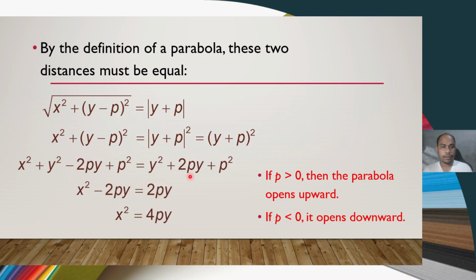Then, si 2py, si p squared, transpose natin sa kabila. So, makakancel din si p squared. So, x squared minus 2py equals to 2py na iwan. So, to solve for x squared, we're gonna transpose negative 2py sa kabila. So, magiging plus 2py. So, the final value will be x squared equals to 4py. The value of p here, remember, if you're going to graph this kind of standard form, if p is greater than 0, then parabola opens upward. Pag ganun yung drawing natin. Kung opposite naman, or p is less than 0, then the parabola opens downward.